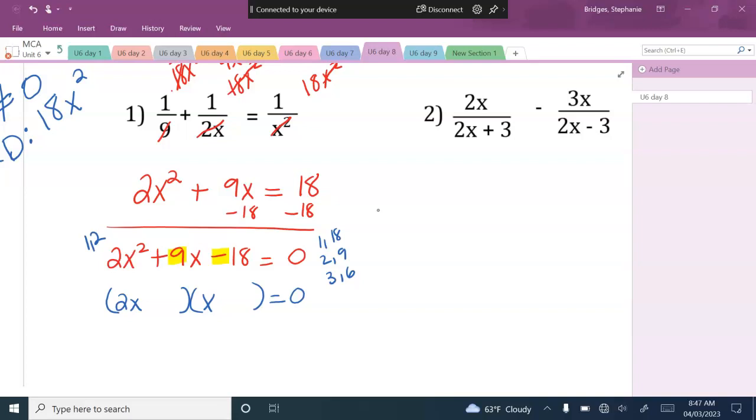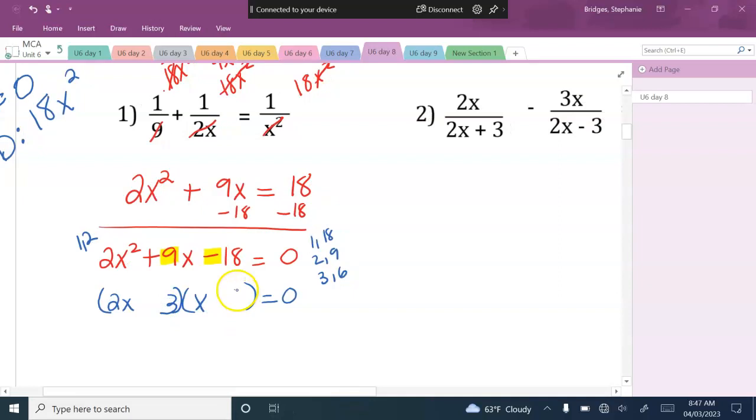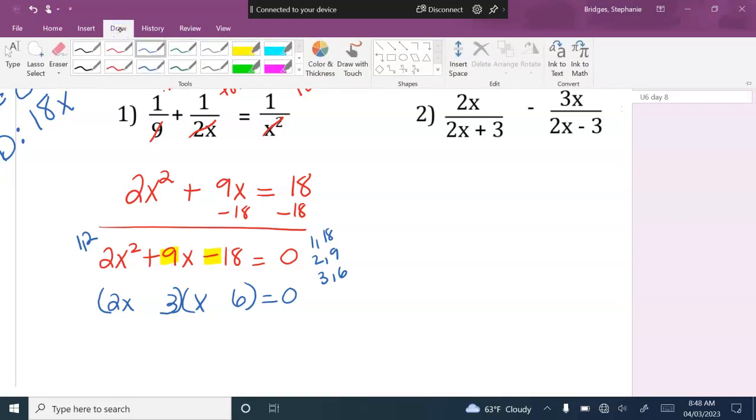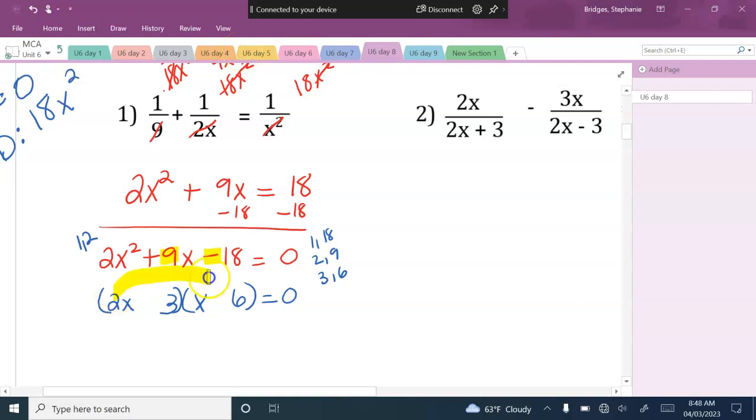If I try that 3 and that 6, which number is not allowed to go in the parenthesis with the 2? The 6. So if it works with 3 and 6, this is going to be the only way that it does work: with the 3 in the parentheses with the 2, and then the 6 with the x. So let's take a look. If I multiply, what's 2 times 6?